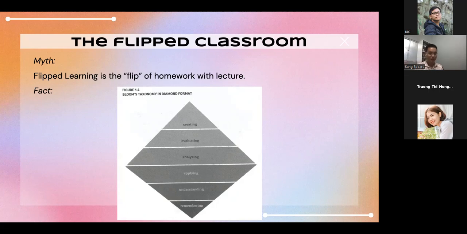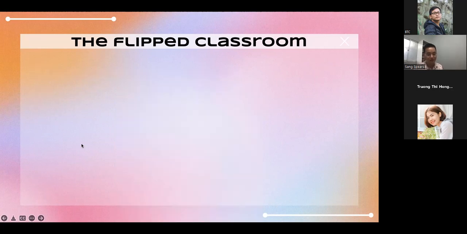When you flip your lecture outside of the class, use the in-class time for different activities that can really activate student application skill and analytical skill. Okay, so that's the first myth and the first fact.